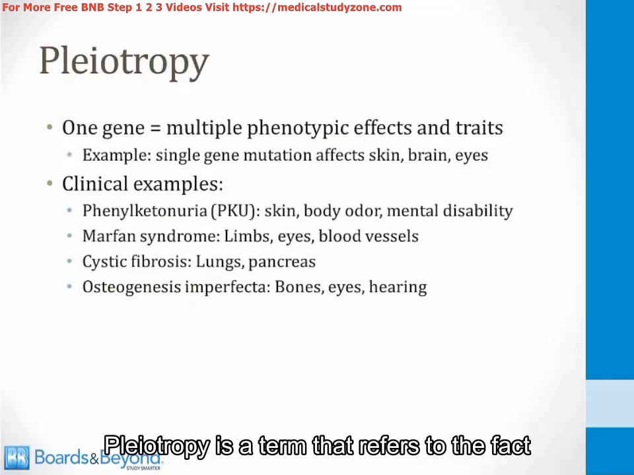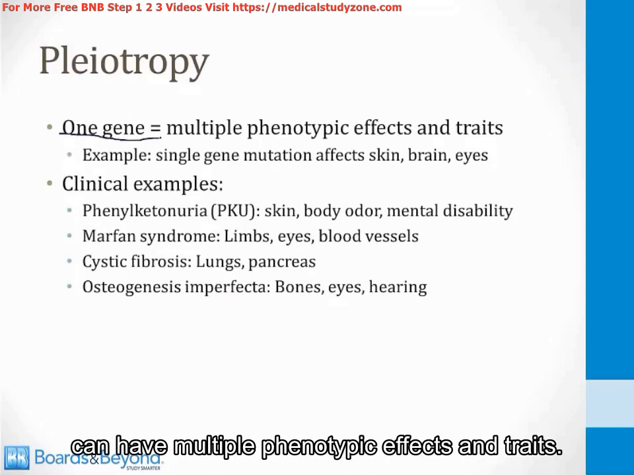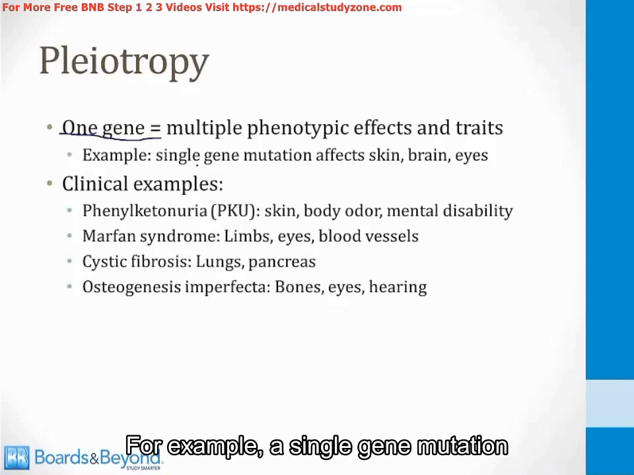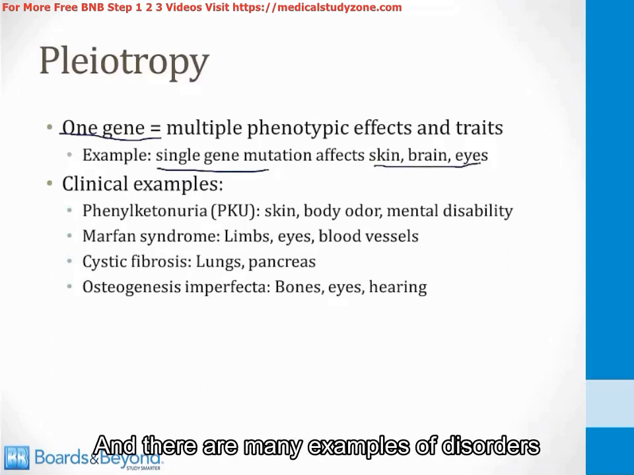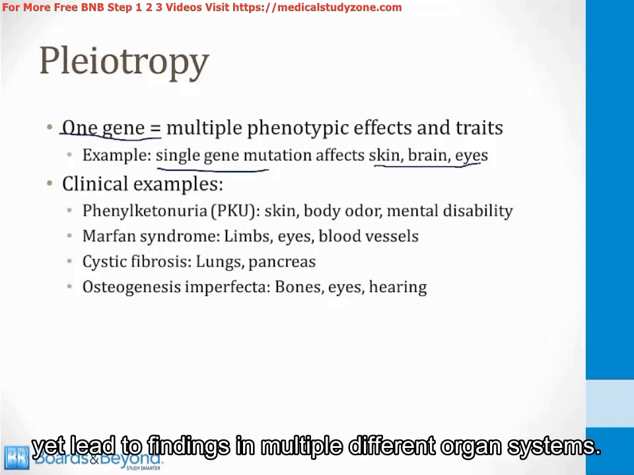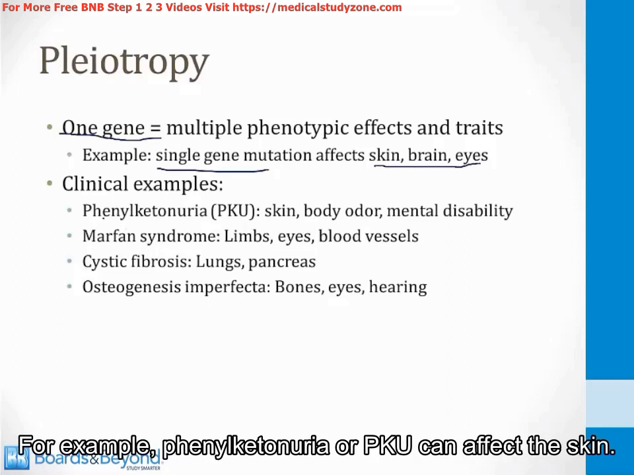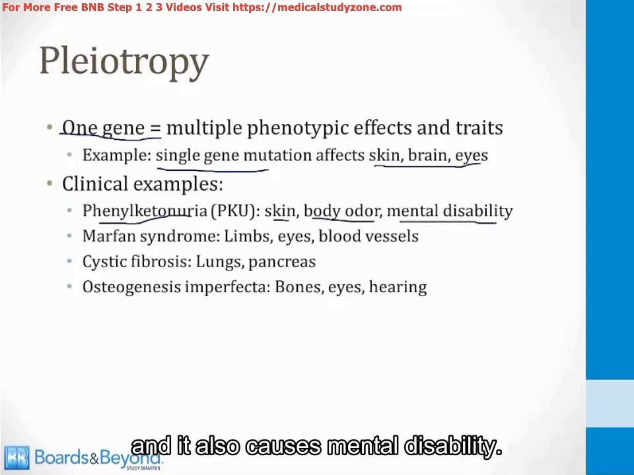Pleiotropy is a term that refers to the fact that one gene or one gene mutation can have multiple phenotypic effects and traits. For example, a single gene mutation could affect the skin, the brain, and the eyes, and there are many examples of disorders which are caused by a single gene mutation yet lead to findings in multiple different organ systems. For example, phenylketonuria or PKU can affect the skin. It leads to a characteristic body odor, and it also causes mental disability.